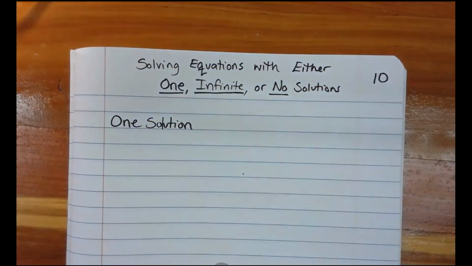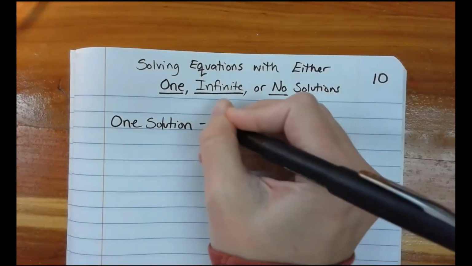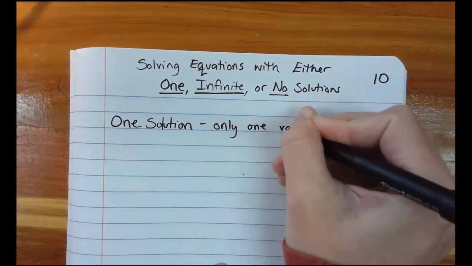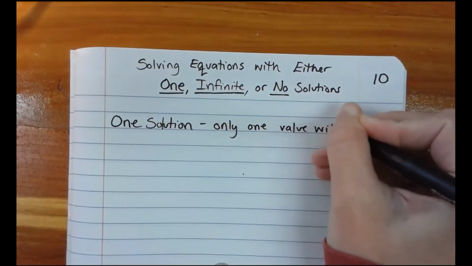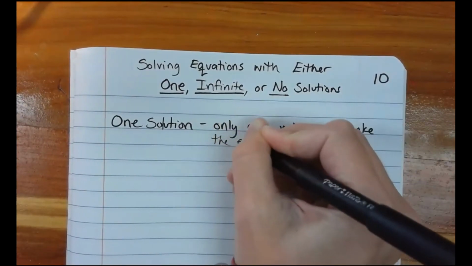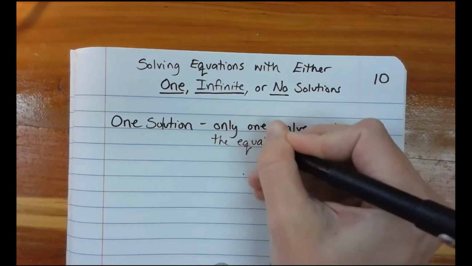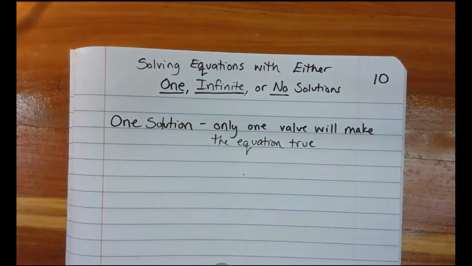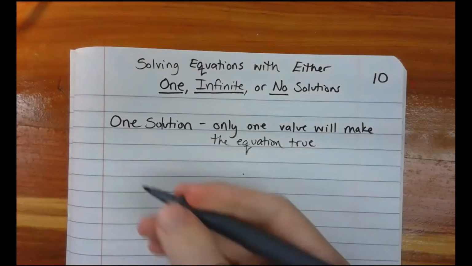So, of course, one solution means that only one value will make the equation true. And again, this is what you have been working on for the majority of your mathematical career. Only one value will make the equation true. And so let's look at an example of what this would look like.